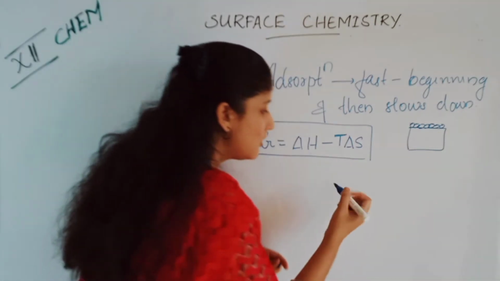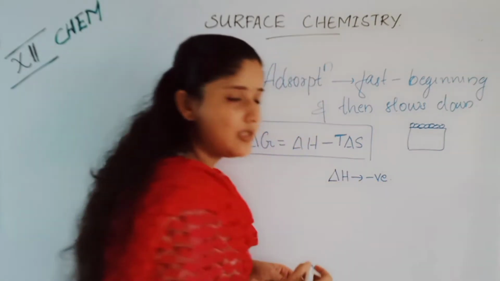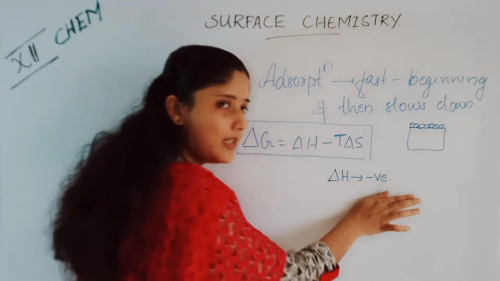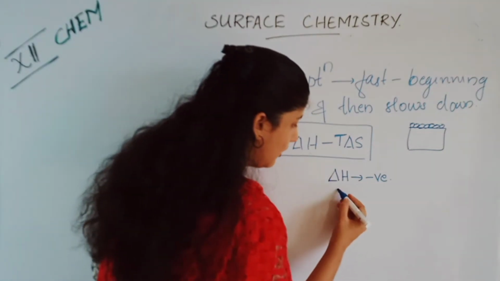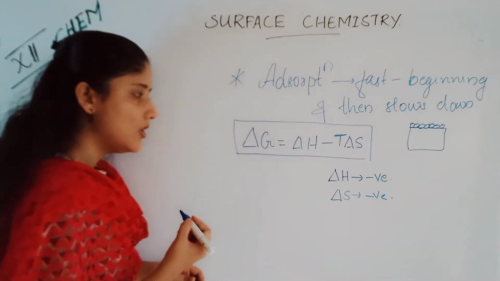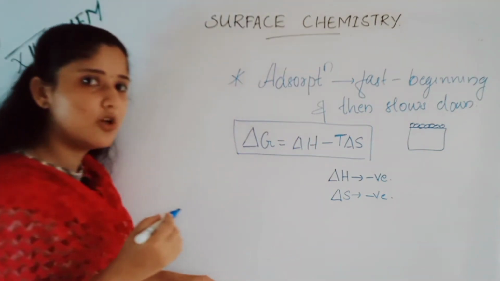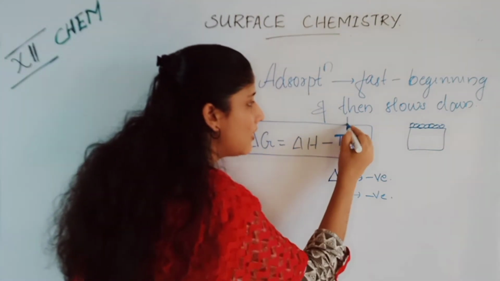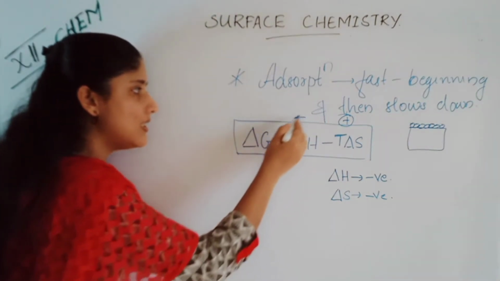During the process of adsorption, we know that as attraction happens, the enthalpy or the energy decreases, so delta H becomes negative. As the attraction happens, energy is released and delta H, enthalpy, becomes negative. Also, the disorder decreases, that is, delta S, entropy, also becomes negative at the beginning. So we can see that T delta S becomes positive and delta H becomes negative. So this is at the beginning.